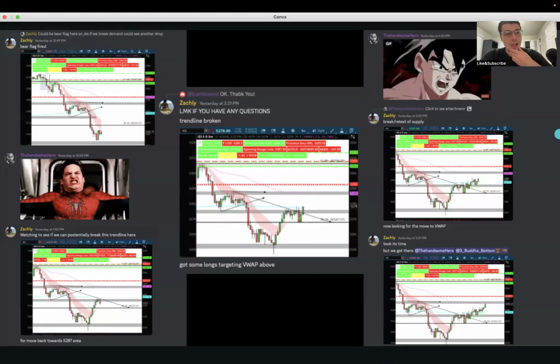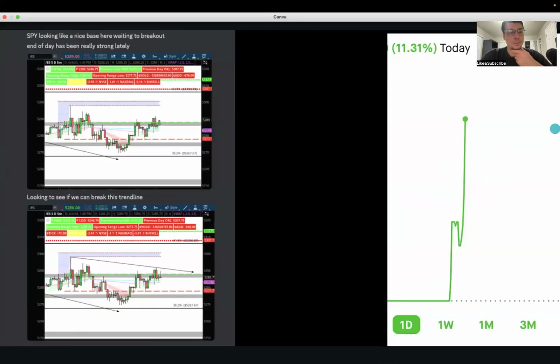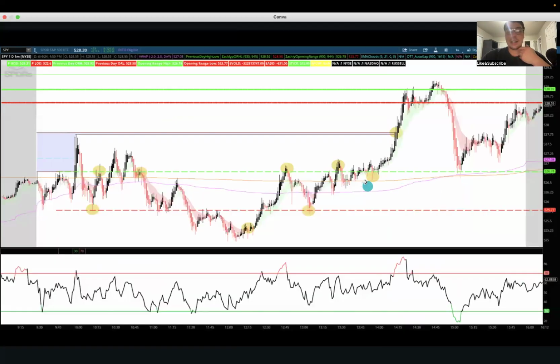And I do post a lot of these trade setups that I'm watching in the Discord, right? And in the private trading group. You can see here where we're talking about a very nice base waiting for the breakout towards the end of the day. We've had really strong rallies lately. And then afterwards, we did end up getting that very strong breakout to the upside. So we'll break down all of that in today's video.